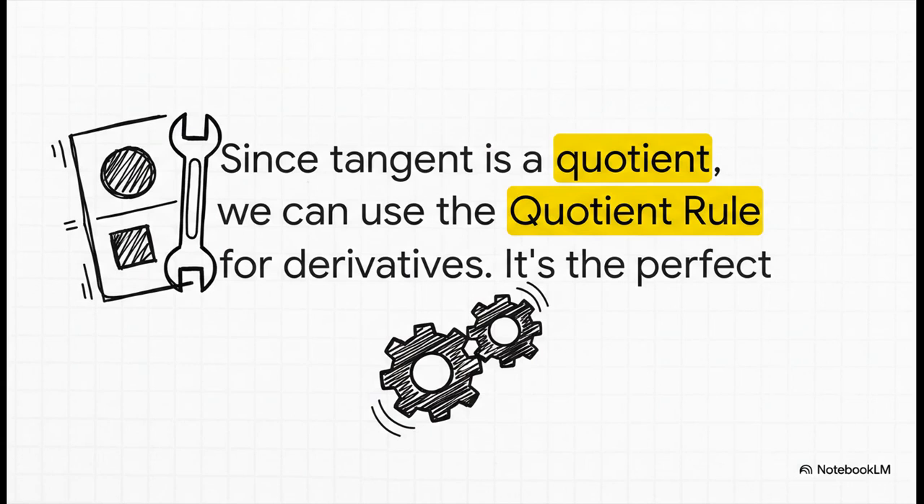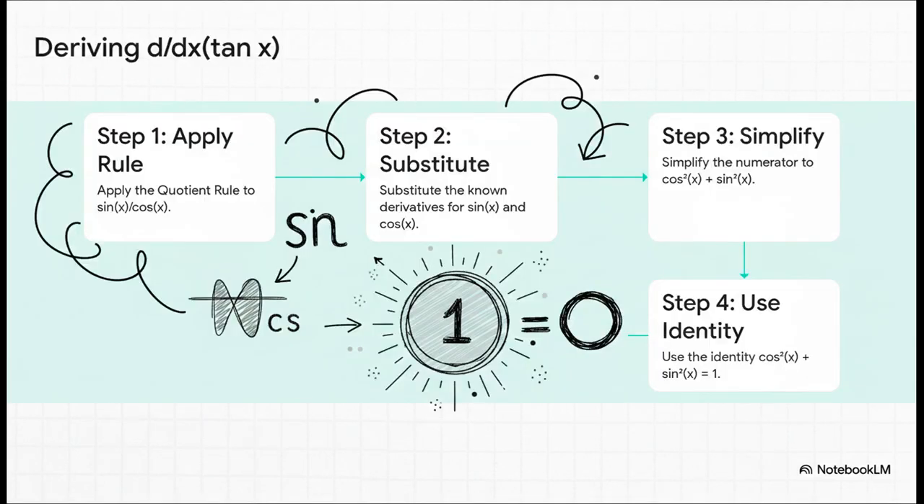Because if tangent is a fraction, well, we can use the quotient rule. Remember that one? It's the rule that's designed for exactly this situation. Finding the derivative when you have one function divided by another. It's the perfect tool for the job. Okay, let's just quickly walk through the steps. First, you set up the quotient rule with sine on top and cosine on the bottom.